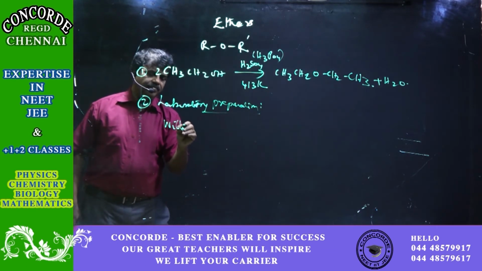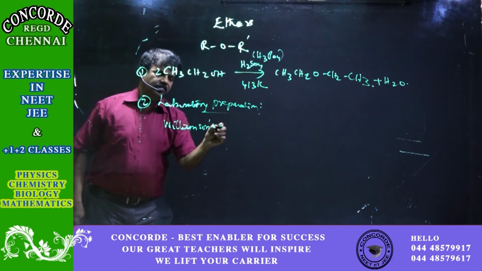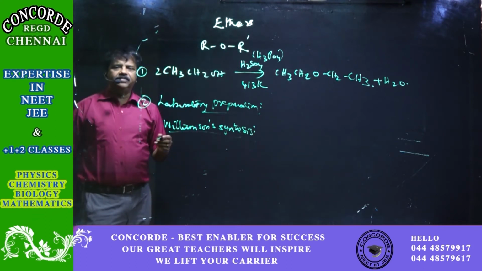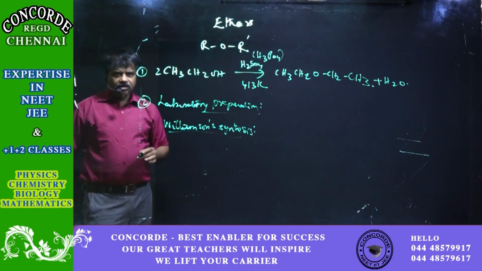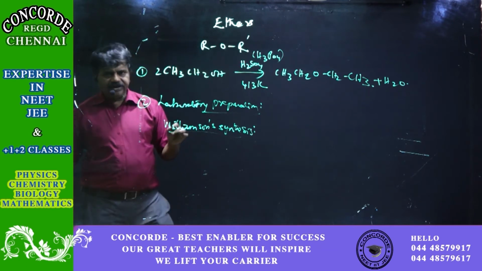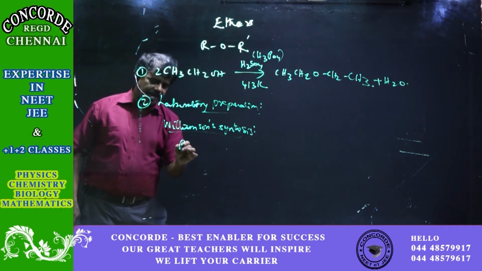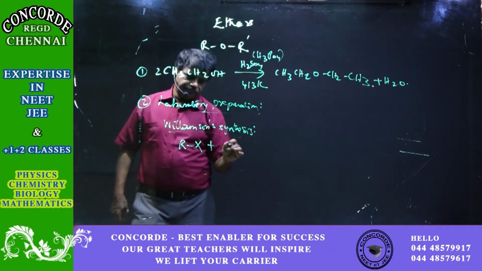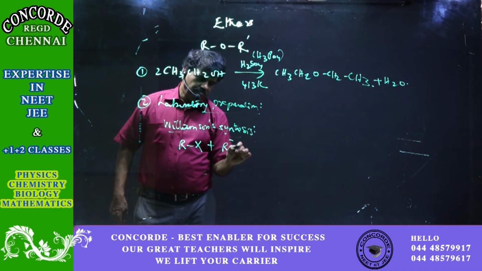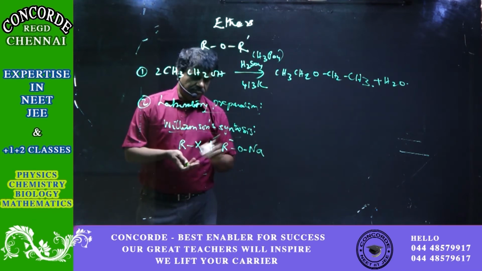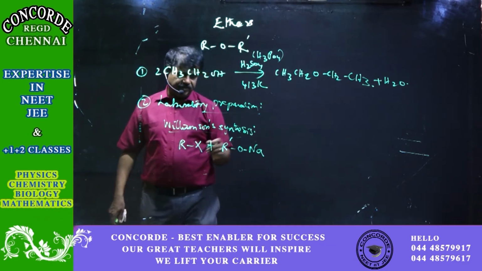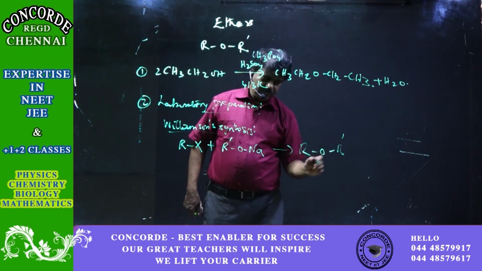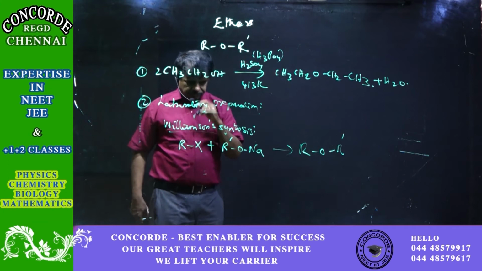The laboratory preparation involves Williamson's synthesis. It's a very popular method, also called Williamson's ether synthesis. In this, a sodium alkoxide is allowed to act with an alkyl halide, giving ROR dash plus NaX.